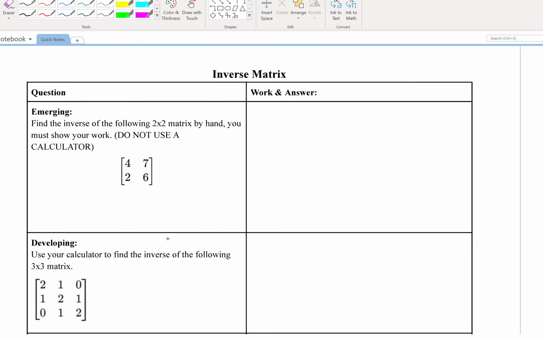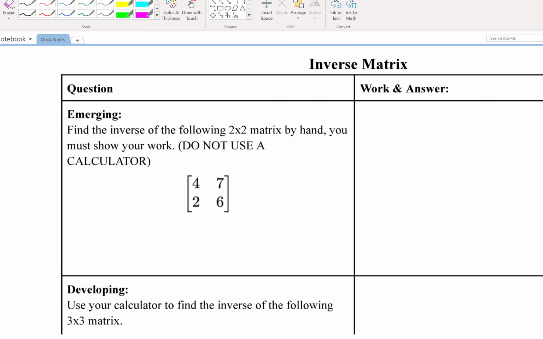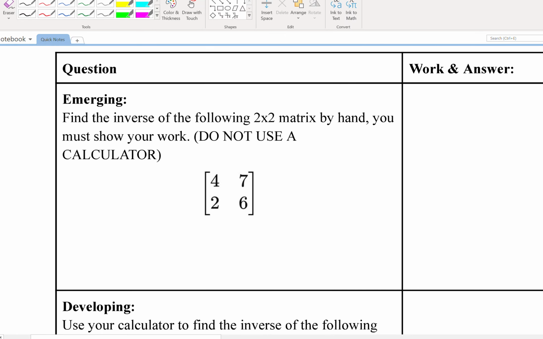This is a video on inverse matrices. So let me just give a quick little background that if A is a 2 by 2 matrix with A, B, C, D as the elements in that matrix, then A inverse is this.